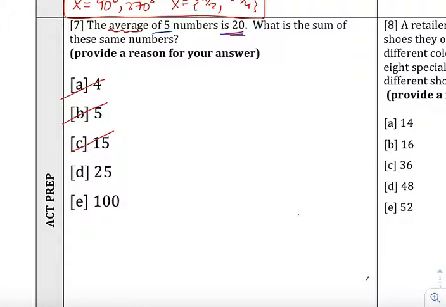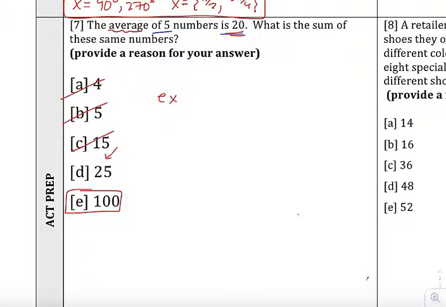Average is a measure of central tendency, so it's kind of like the number that's in the middle of the numbers. And if the average is 20, then the sum cannot be less than 20. This is going to be impossible. So these three are probably going to be out. For the same reason, I suspect 25 is not a good answer either, and the answer is probably going to be 100, but let's confirm that by just understanding what average means.